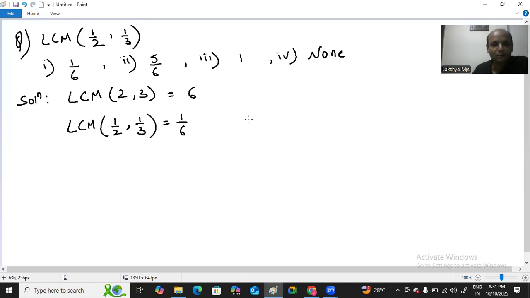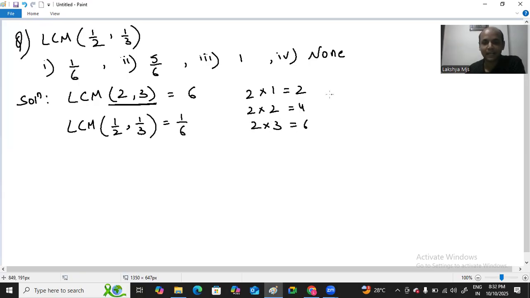That is, when we write the table of 2 and 3 over here, the first multiple which we obtain in the table is the LCM. Therefore, when we write the table of 2 and 3, we get 2 into 1, that is 2. Then 2 into 2, that is 4. 2 into 3, that is 6.